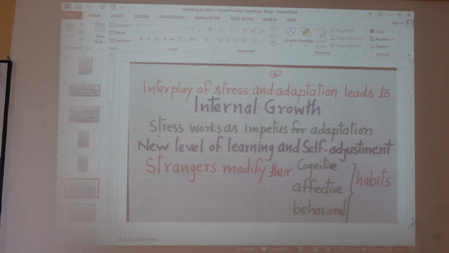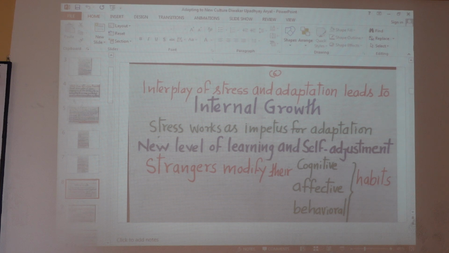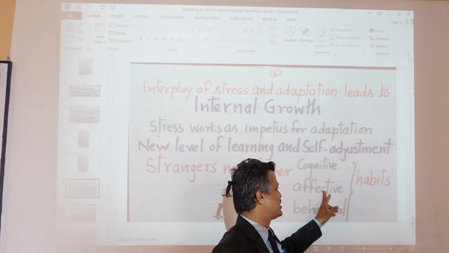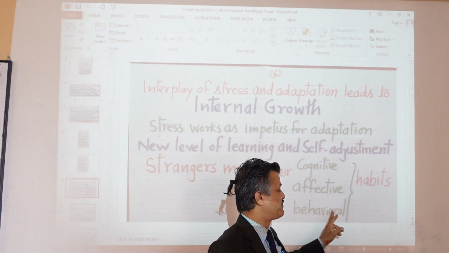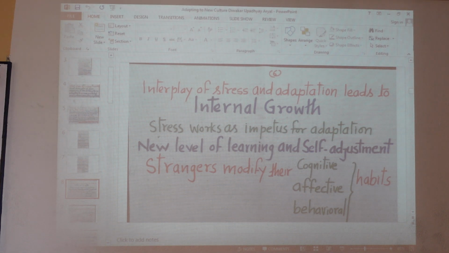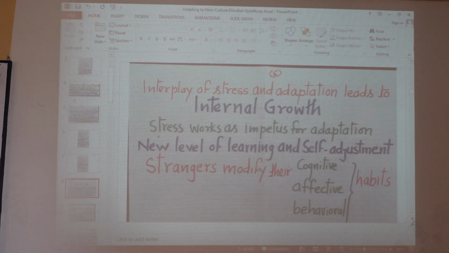So cognitive change means changing the knowledge. Say, changing knowledge, changing emotions and feelings, changing behavior. So you have to change your cognitive habit, your affective habit, and your behavioral habit. For example, you have Nepali cognition style, Nepali affective style, and Nepali behavioral style. You have to now follow American cognitive style, American affective style, and American behavioral style.